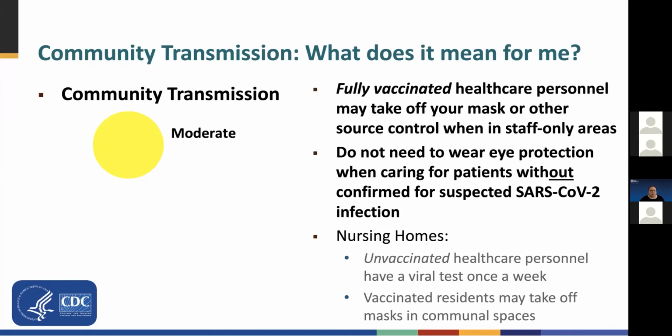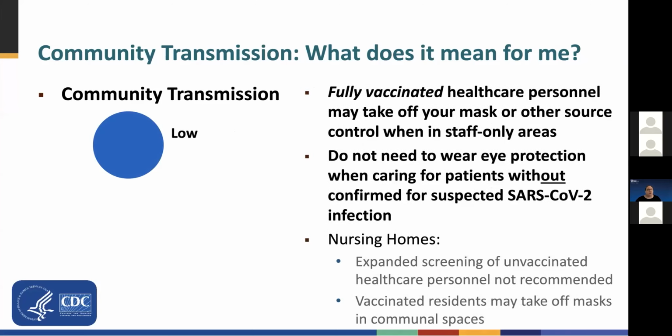Once you get to moderate transmission, we recommend that fully vaccinated healthcare personnel may take off their mask or other source control when they're in staff-only areas. You do not need to wear eye protection when caring for patients without confirmed or suspected SARS-CoV-2 infection, unless, of course, there's another indication for it. And then in nursing homes, for the unvaccinated healthcare personnel, the testing frequency goes down to once a week, and vaccinated residents may take off masks in communal spaces, again, if there's no other indication for them to have a mask in those spaces.